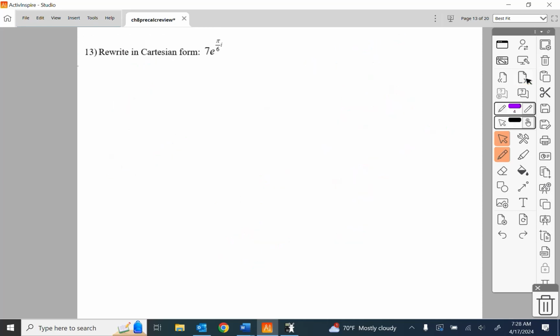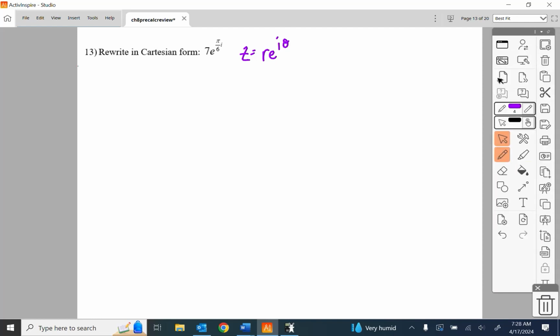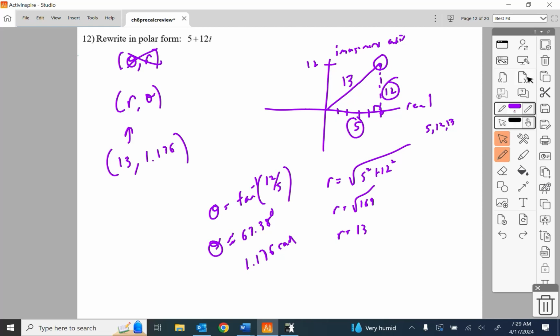Alright, write in Cartesian form 7e to the pi over 6i. Oh, so we're going to need Euler's little property there. And I'm thinking, let's see, seems like Euler's deal was z equals re to the i theta. We're supposed to do this in Cartesian form, by the way. No, wait, was I done with the last one? Yeah, alright, I was done with the last one.